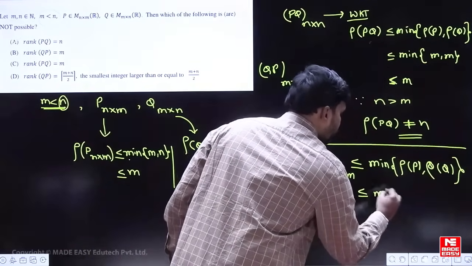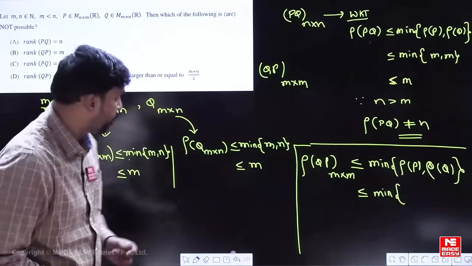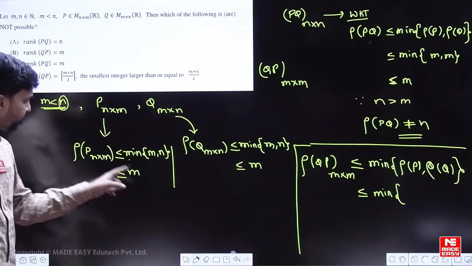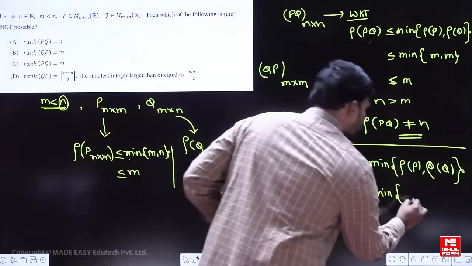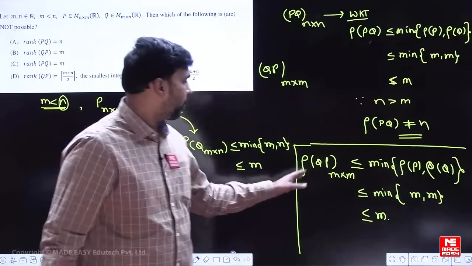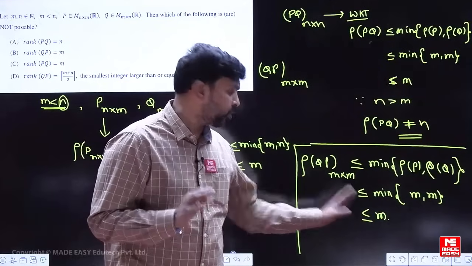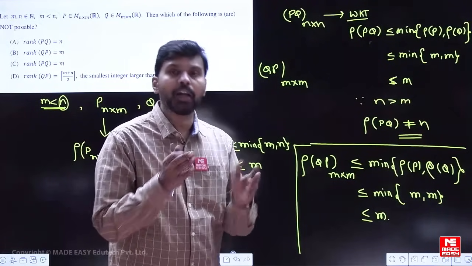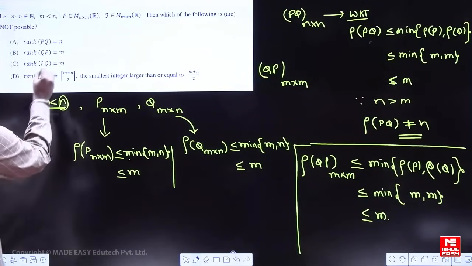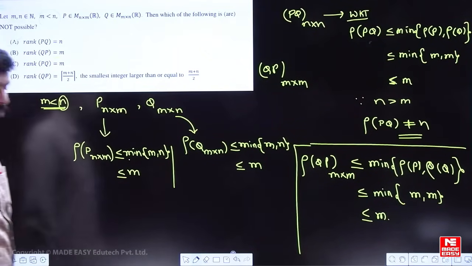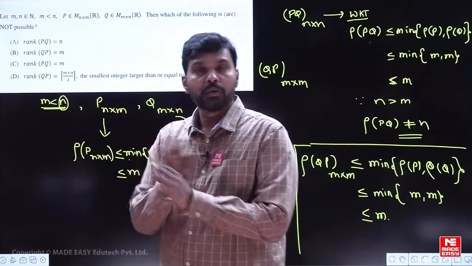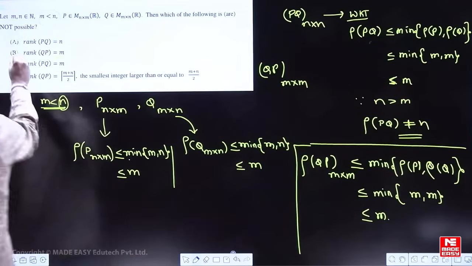That is less than or equal to the minimum of, what is rank of P here? The maximum rank of P can be M, and the rank of Q can also be M. So this is also M cross M, and less than or equal to M is the possible answer. So rank of QP being M is possible. The rank of QP can be M or less than M, but it cannot be N. So this is possible, my dear students. If the second one is possible, the rank of QP can be M. So this cannot be the answer, so cut it.